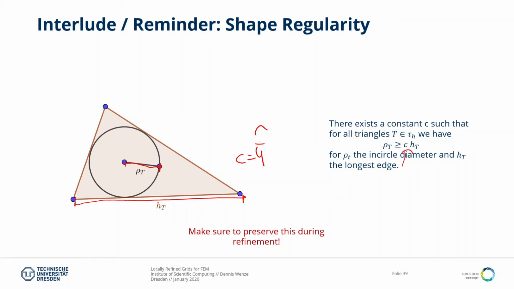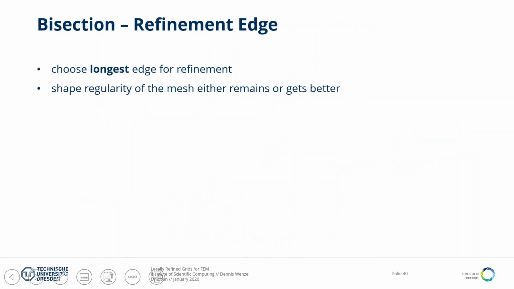But then you don't have this triangle and also a very long stretched one, because those long stretched ones have a very long longest edge, and the in-circle diameter is very small. So then you probably cannot bound this number from above by this rho t. Okay, why is that important? Well, you choose the longest edge for refinement. That's the thing I just mentioned. So it's always important to choose the longest one for refinement.